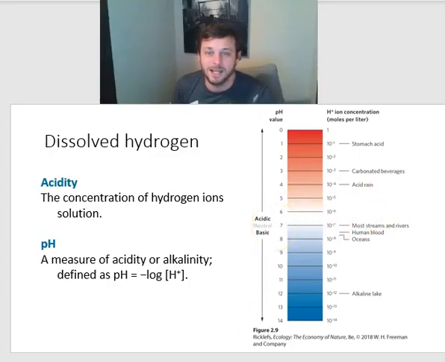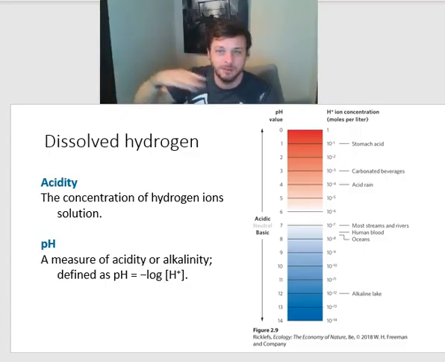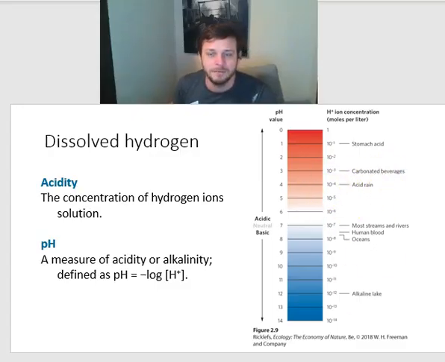So pH is the negative log of your hydrogen ions. If you have 1 mole of hydrogen ions per liter, you have a pH value of 0. If you have 0.1 mole of hydrogen ions per liter, you have a pH of 1. And this is along the lines of hydrochloric acid or stomach acid. If you have 0.0001, that's like a carbonated beverage, right? So a soda. And then as you go down, acid rain is like 3 or 4 zeros.